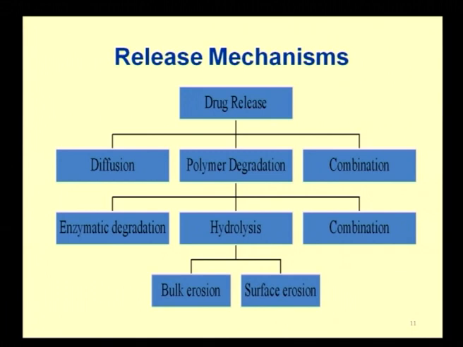Now, once again, the hydrolysis type of degradation may take place in two ways. One is called bulk erosion, the other one is called surface erosion. Bulk erosion means the erosion, or the hydrolysis or the degradation of the polymer, takes place throughout the bulk of the polymer carrier material. If it happens, there could be an initial burst of the drug which could be immediately released into the system. Such a character can be required in certain applications.